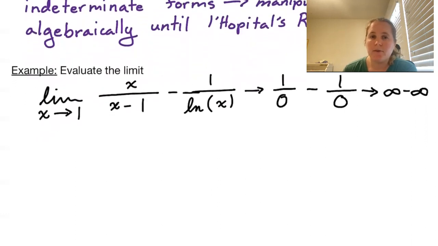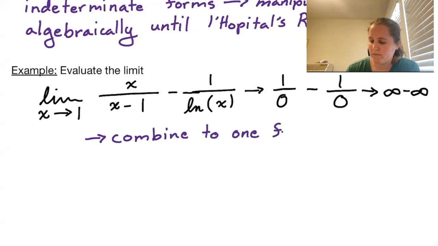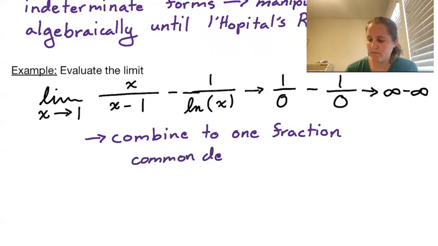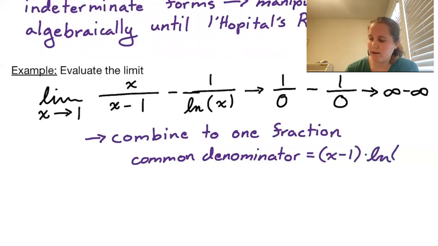So from here, we want to manipulate this. So when we're subtracting fractions, we might as well just do the fraction subtraction, give a common denominator, so that we are only working with one fraction. So let's combine this to one fraction. So we have our common denominator of x minus 1 times the natural log of x.